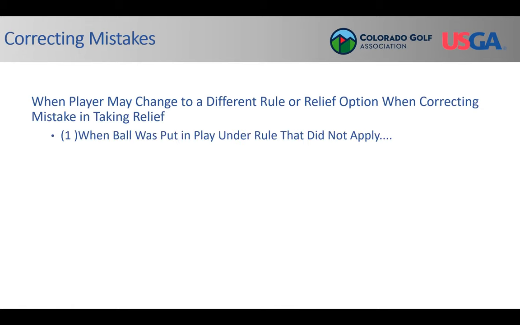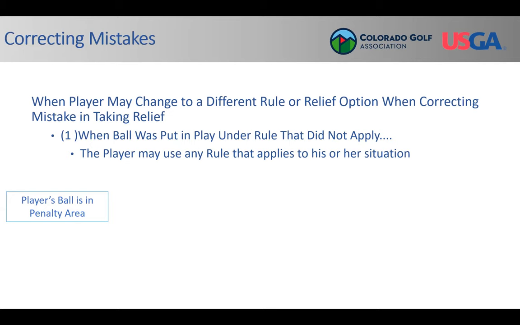So if we put a ball into play under a rule that didn't apply to our situation at all, we didn't get anything right to begin with, because the primary starting point here was what rule are we using? And we didn't get that right to begin with. So if we didn't get the rule right, nothing going forward is going to be right. So this is kind of starting all the way back to the beginning. If we're going back to correct that mistake, we can use any rule that's going to apply to our situation.